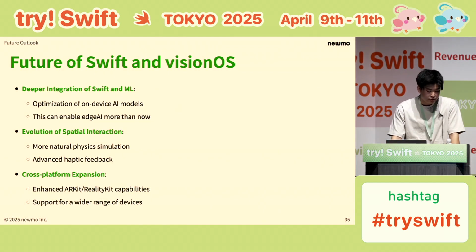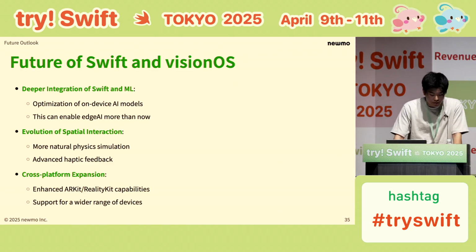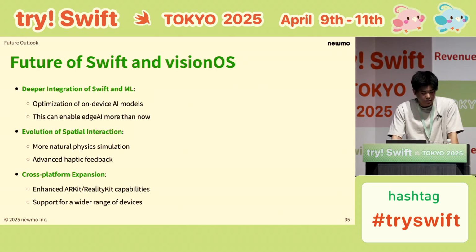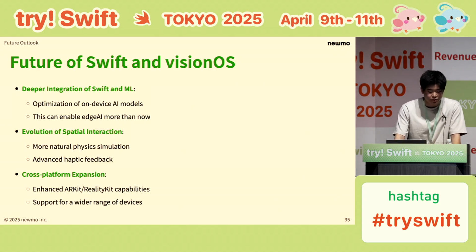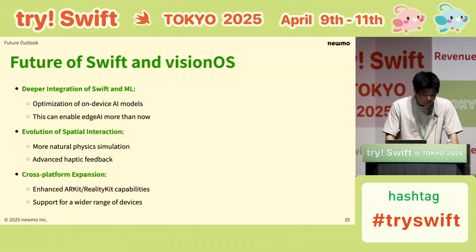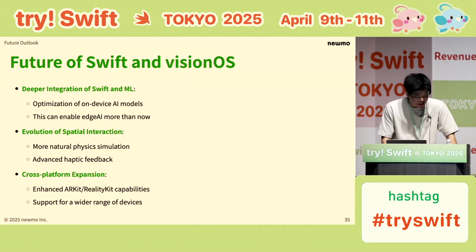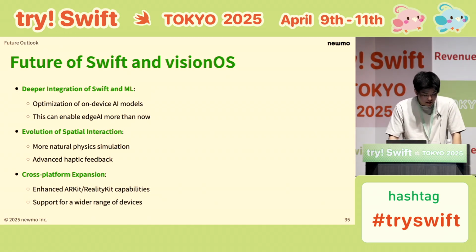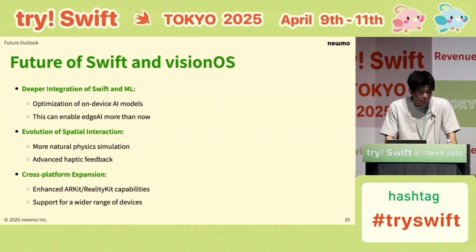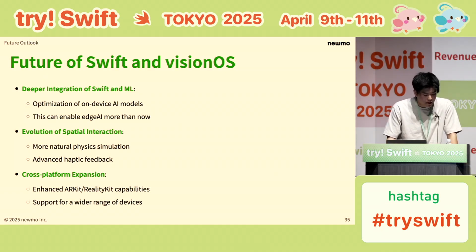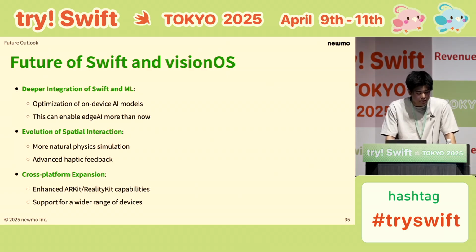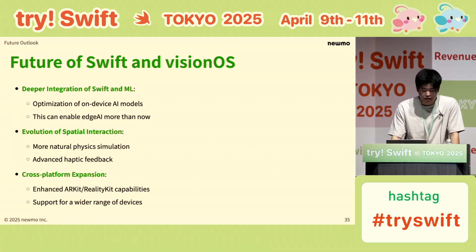The development of Swift and visionOS will also likely get better. We expect a closer connection between Swift and AI, making it easier to run AI on the device itself using things like Core ML. We also expect better 3D interactions like more realistic physics, and these special AI experiences appearing on more devices, including iPhone or iPad, as ARKit and RealityKit improve.